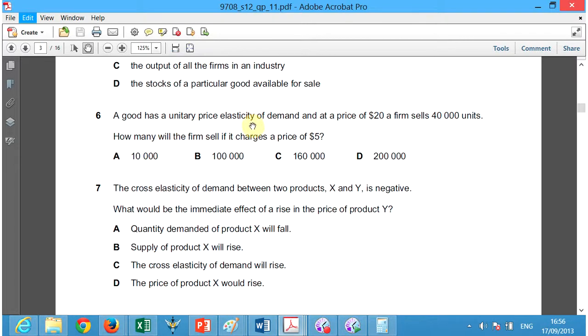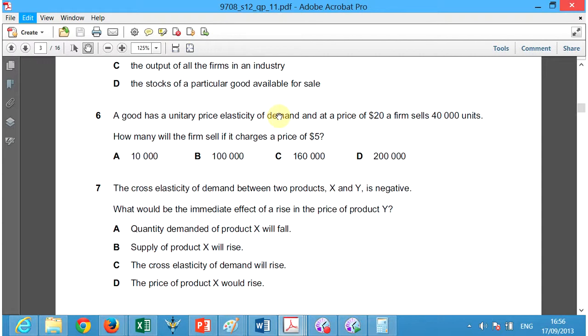A good has a unitary price elasticity of demand, and at a price of $20, a firm sells 40,000 units. How many will the firm sell if it charges a price of $5? The most important thing you need to know here is that we're dealing with the price elasticity of demand, which will be negative, and it is unitary, which means the percentage change in quantity will be equal to the percentage change in price. Unitary. Okay.